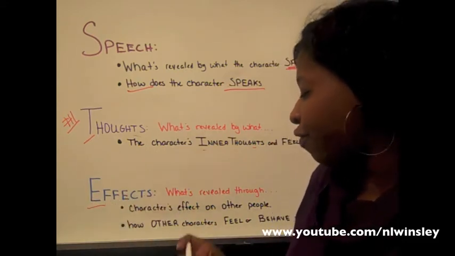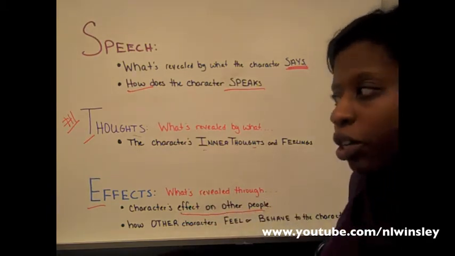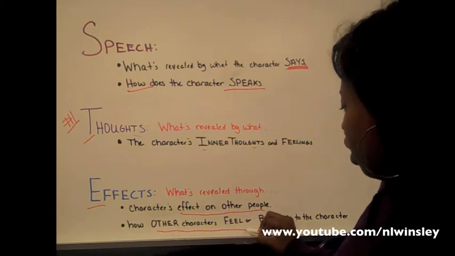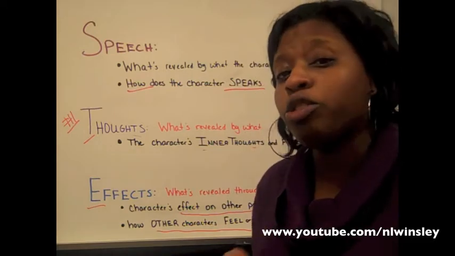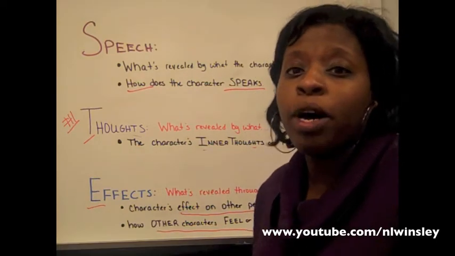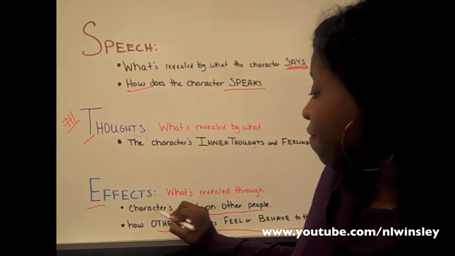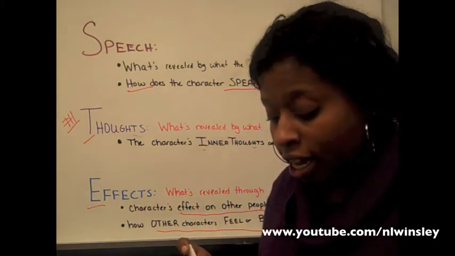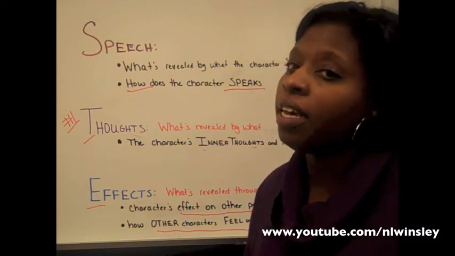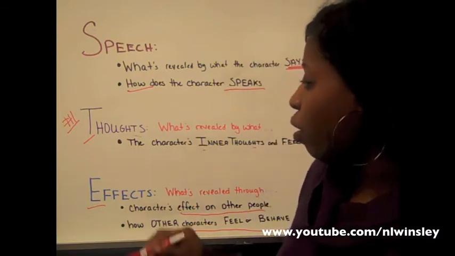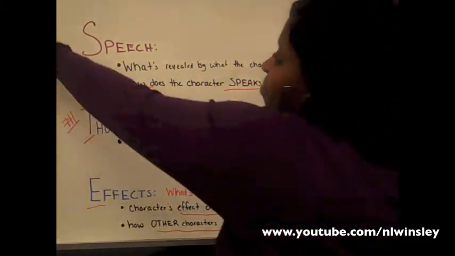The E stands for effects. What's revealed through the character's effect on other people? What's revealed through how other characters feel or behave to the character? I have a character named Mr. Bird. Every time Mr. Bird walks by, I see mothers drawing their children closer. What can I infer about Mr. Bird based on his effect on other people? I can infer that maybe he is a stranger, maybe he is sneaky, maybe he is mean. So, speech, thought, effect, S-T-E. Let's look at A.